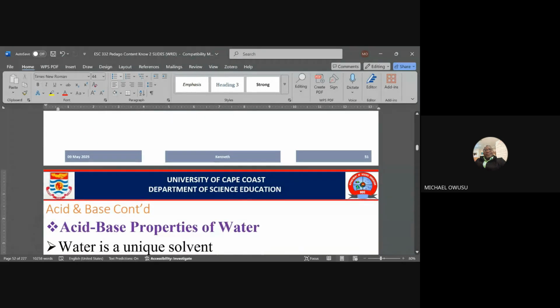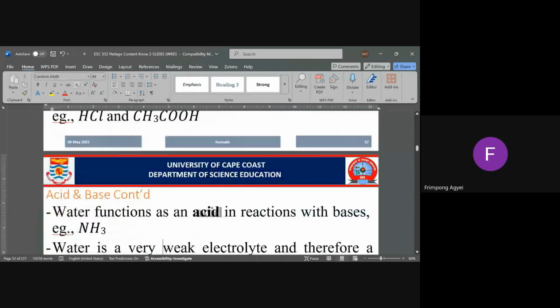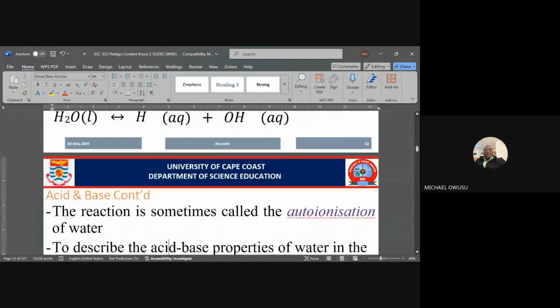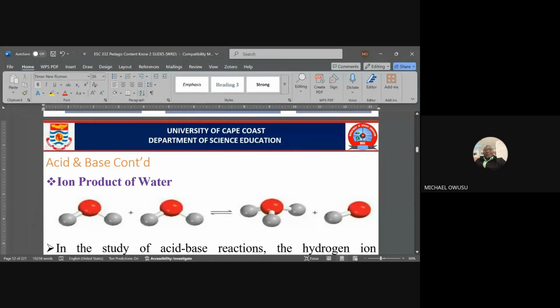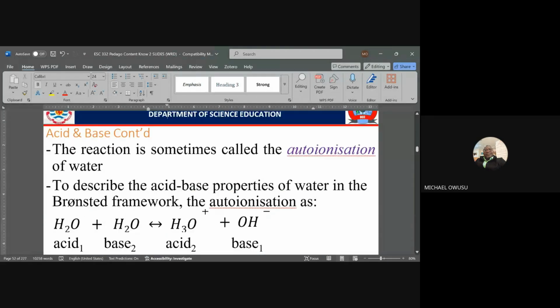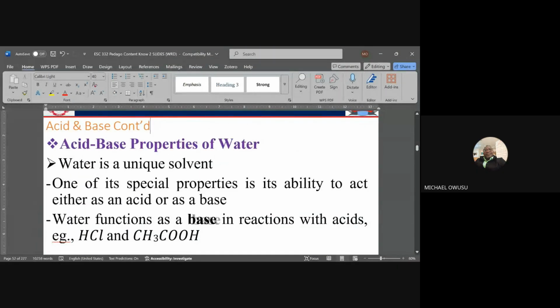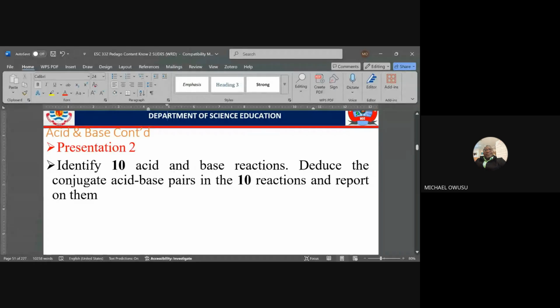Okay. So we are ending today's lesson on acid-base conjugate pairs. In our next meeting, we shall be looking at acid-base properties of water. Acid-base properties of water. So you take note of that.